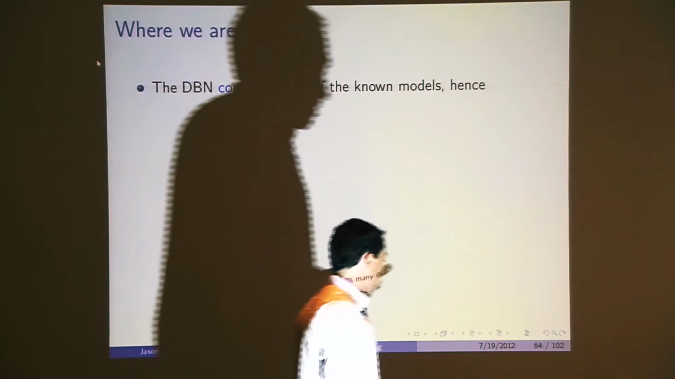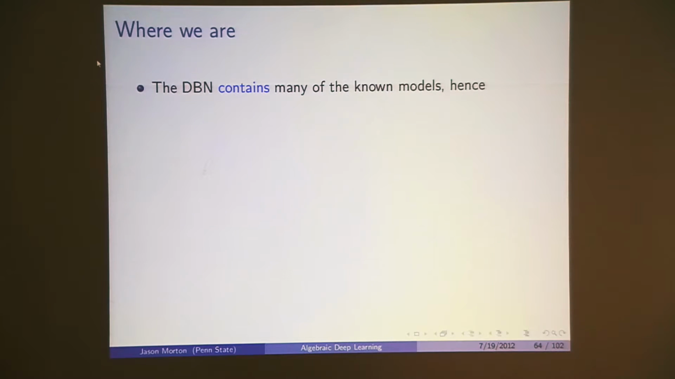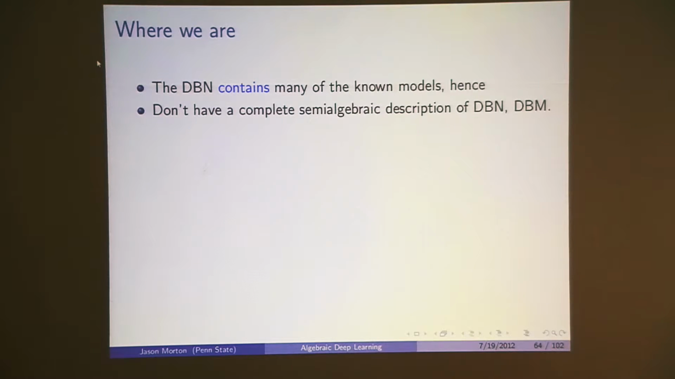So where we are in this project of understanding graphical models as algebraic objects. Well, the deep belief network is in some sense the culmination of a bunch of different models. There are a lot of models we know about, and the deep belief network contains a lot of those models. So that's kind of a good news, bad news scenario, right? On the one hand, we can say something about it because we can talk about a bunch of things it contains, but on the other hand, we're unlikely to be able to solve it without having solved all of the stuff inside. Okay, so we don't have a complete semi-algebraic description of deep belief networks or deep Boltzmann machines.